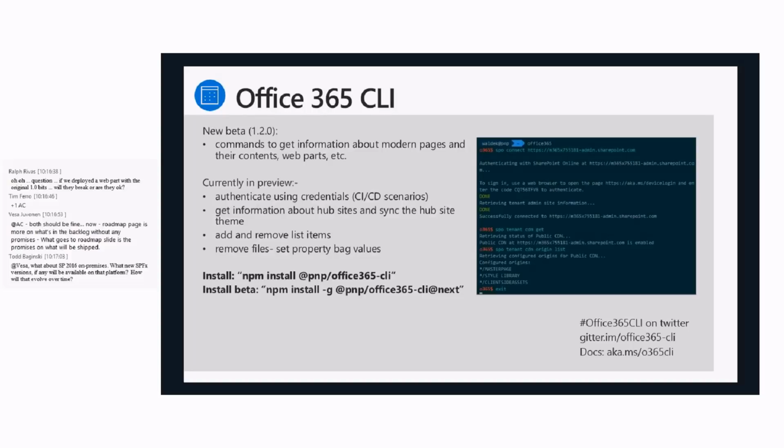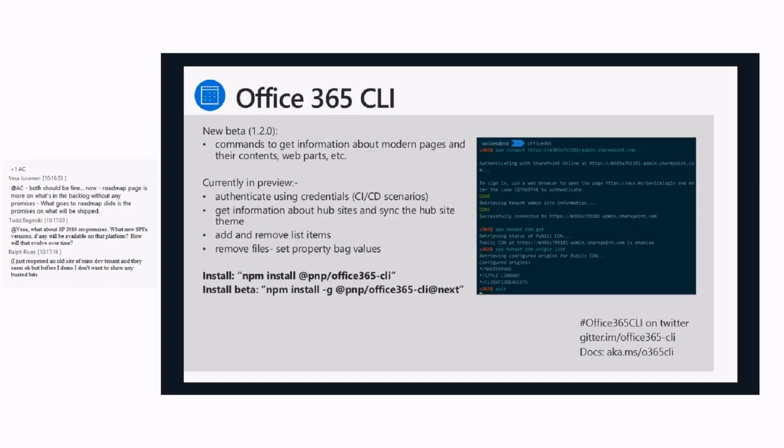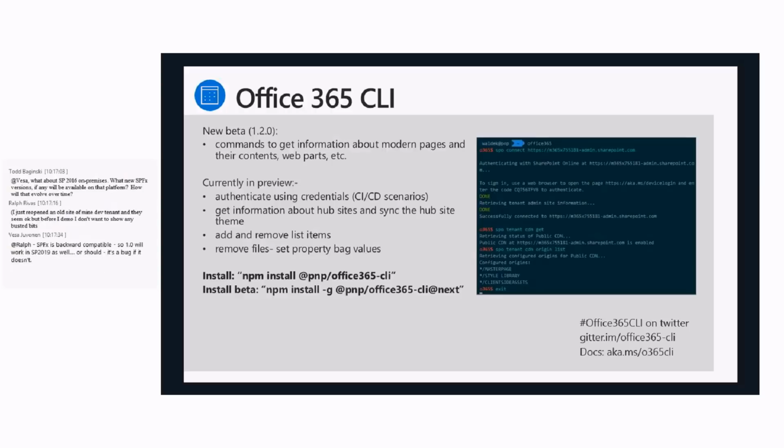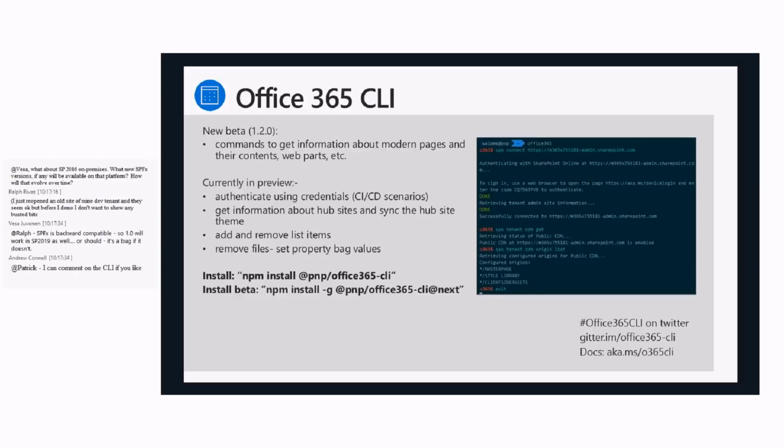We have a new beta out, 1.2.0, including commands to get information about modern pages and their contents, their web parts, etc. Currently in preview, authenticating using credentials. So that'd be a username and password kind of thing, as well as getting information about hub sites and syncing the hub site theme, adding and removing list items, removing files, and set property bag values. So that stuff is in process there.